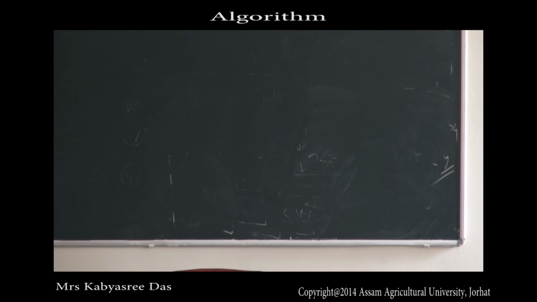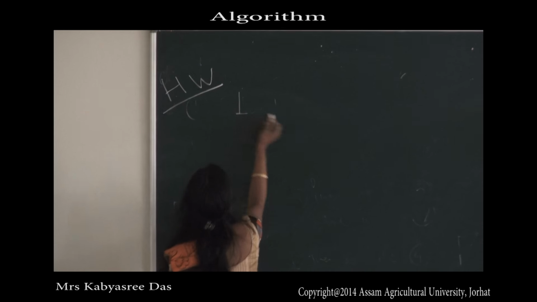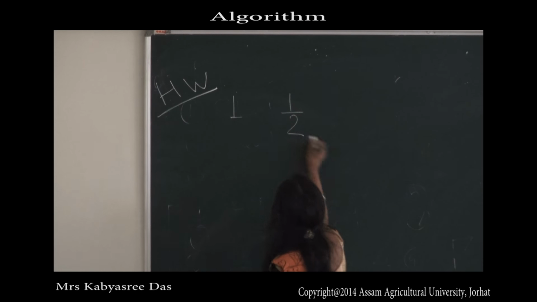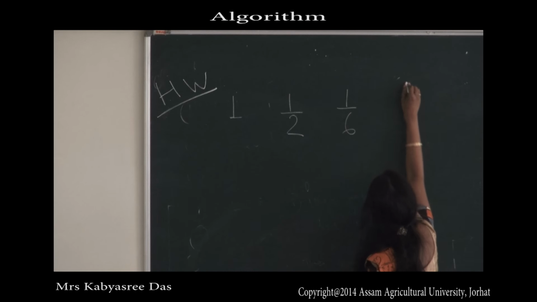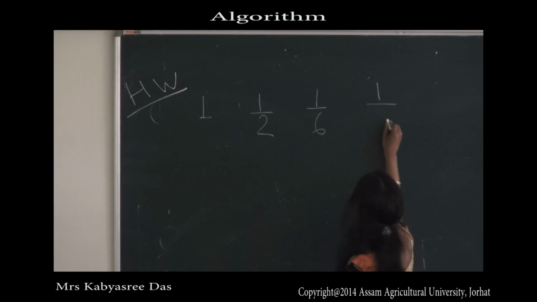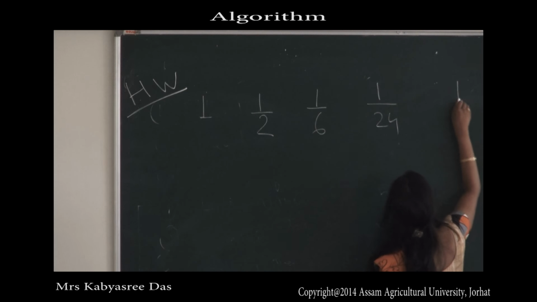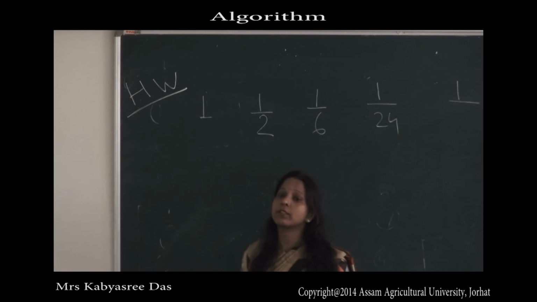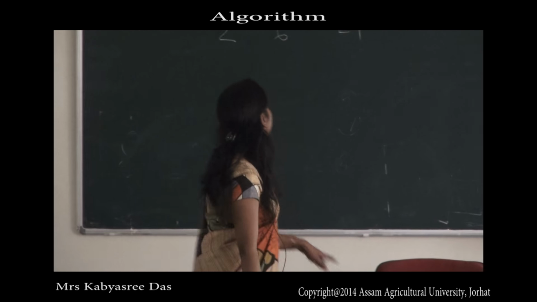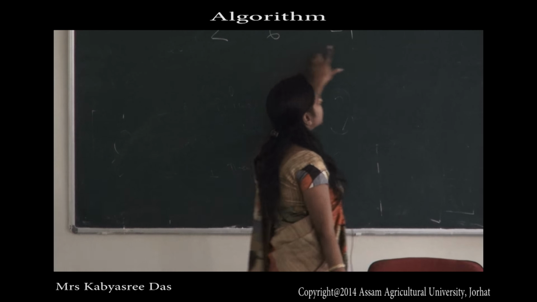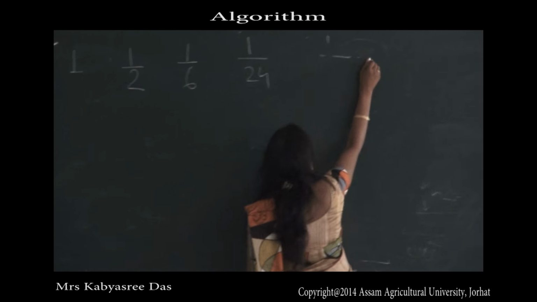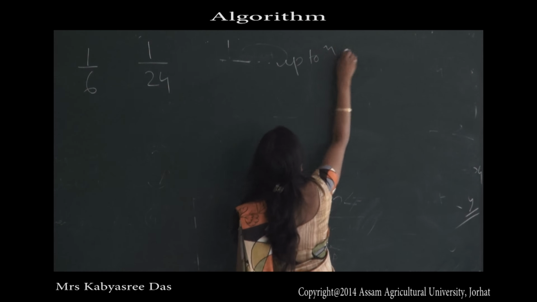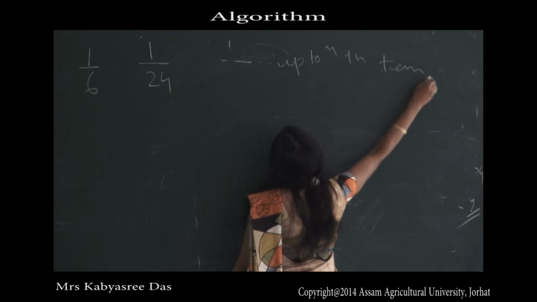Next, your homework is this one. Write an algorithm and draw the flowchart to print the following series: 1, 1 by 2, 1 by 6, 1 by 24, up to nth term. This is your homework.